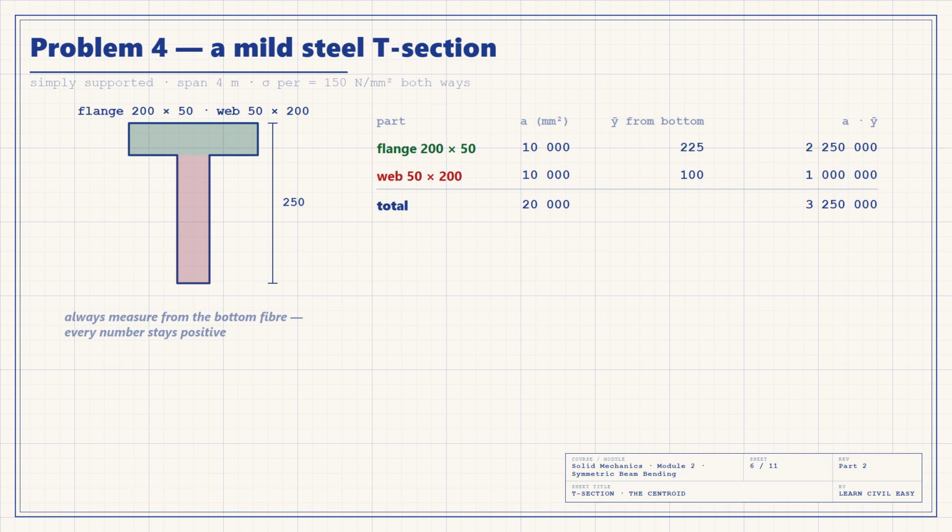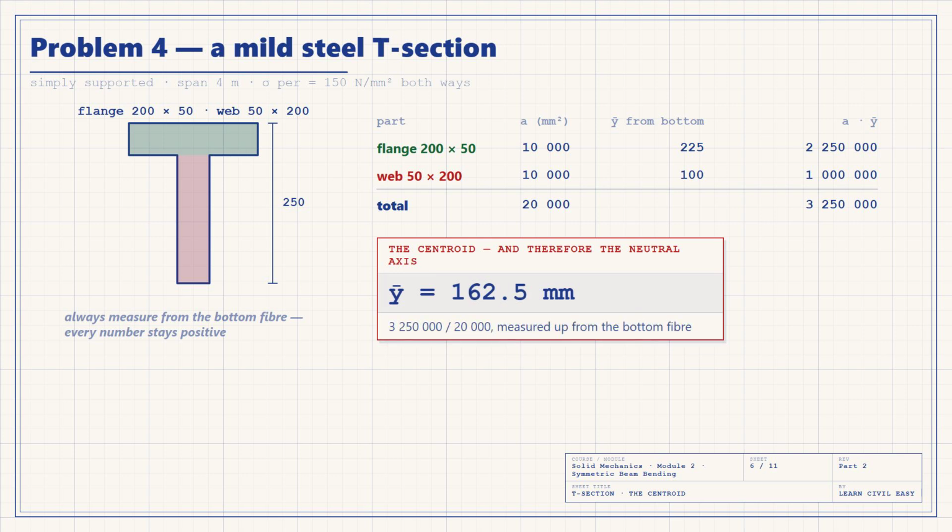Total area 20,000 square millimeters. Total first moment 3,250,000. And the centroid is the second divided by the first. 3,250,000 over 20,000, which is 162.5 millimeters from the bottom. That line is the neutral axis.